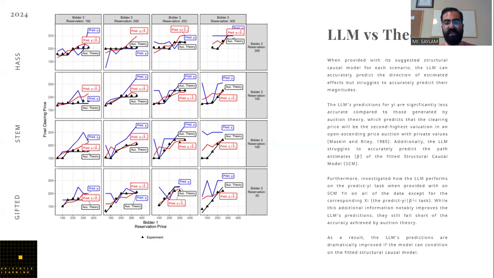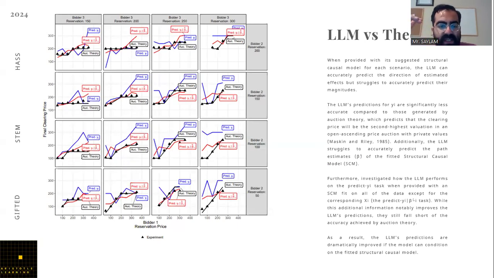The blue line in this plot represents the LLM's predictions without the fitted structural causal model, the predict yi task. The red line represents the LLM's predictions with the fitted SCM, the predict yi given beta i task. According to the plot, when provided with its suggested structural causal model for each scenario, the LLM can accurately predict the direction of estimated effects, but struggles to accurately predict their magnitude.